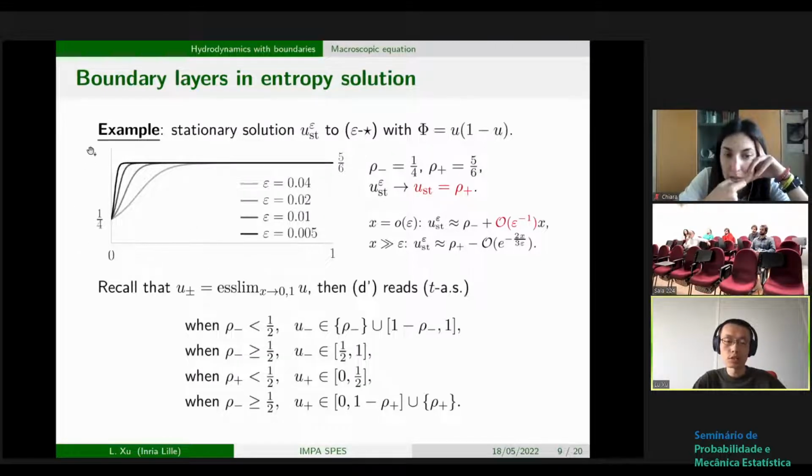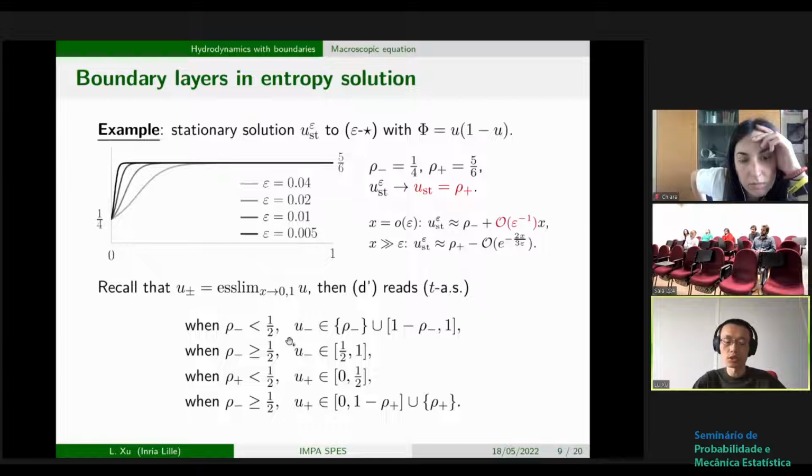To formalize this jump rigorously, we can see that if we take this flux U times 1 minus U, then what this boundary condition really means is that if rho minus is smaller than 1/2, then U minus should take the possible value of U minus, this one. So U minus is the essential limit of U at 0. And if rho minus is larger than 1/2, then U minus is this.